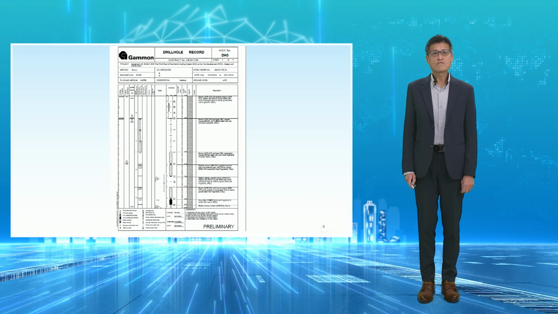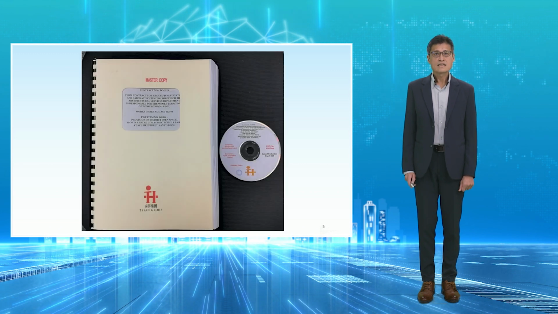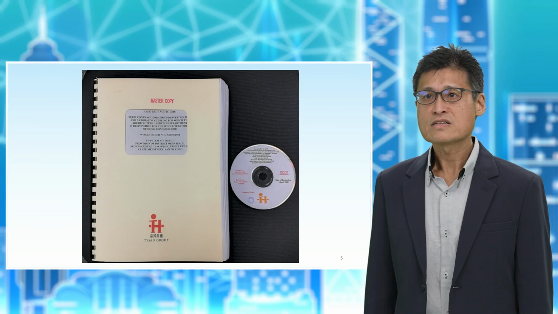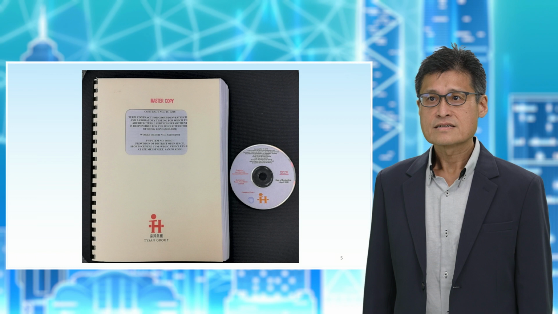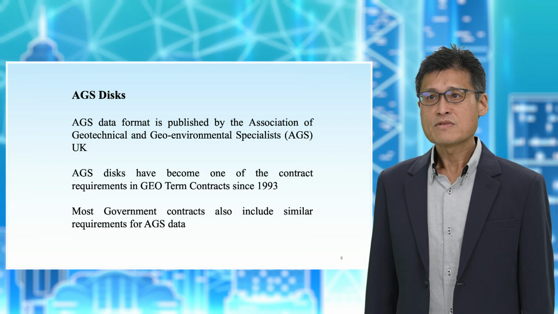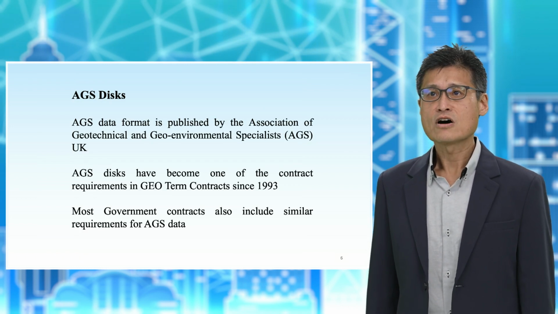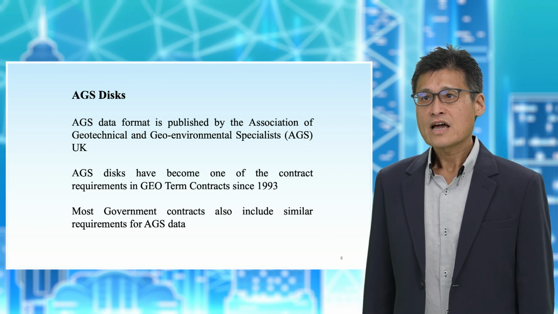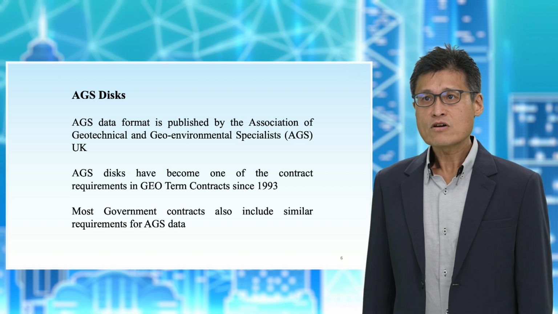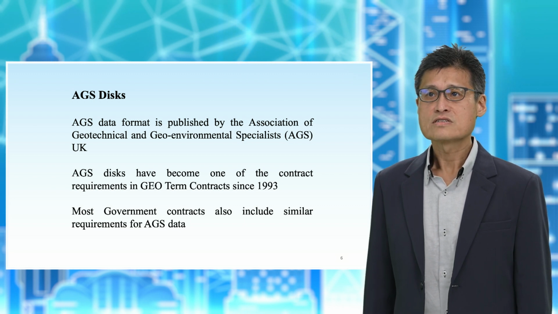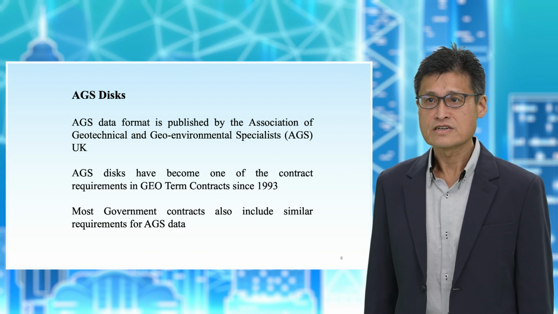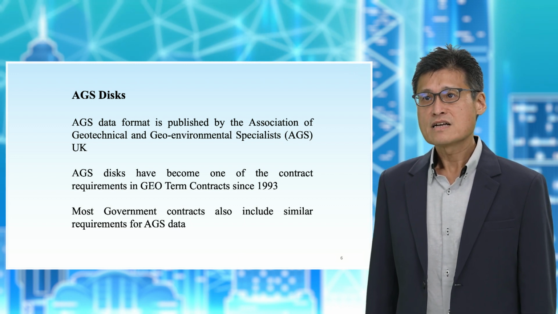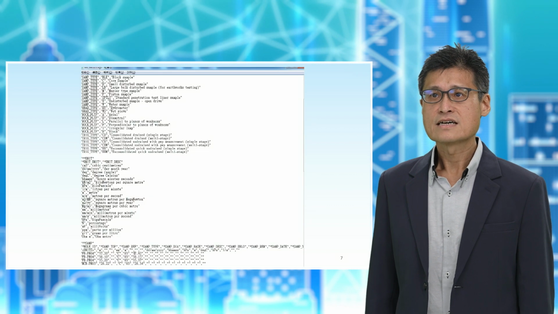Here's an example of a hard copy GI log. In the final GI fieldwork report, in addition to the hard copy report, there's also an AGS disk. AGS data format is published by the Association of Geotechnical and Geoenvironmental Specialists, UK. AGS disk has become one of the contract requirements in GI term contracts since 1993. And most government contracts also include similar requirements for AGS data.